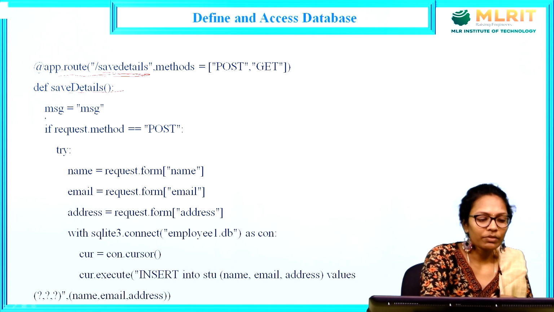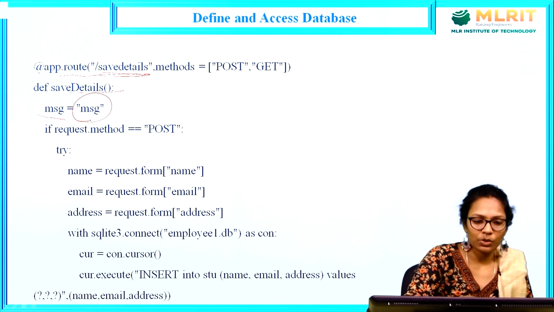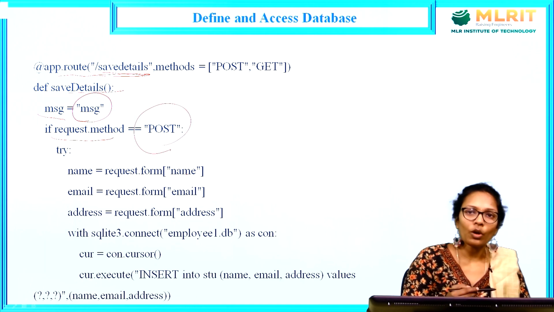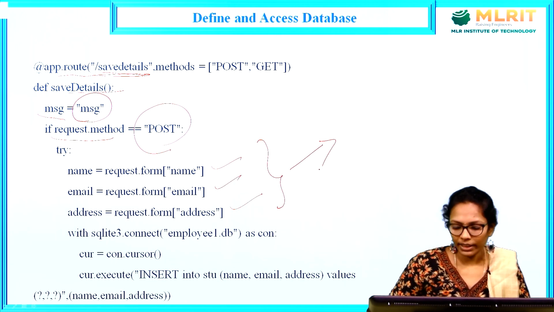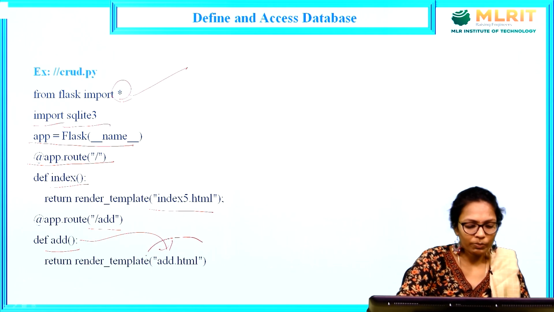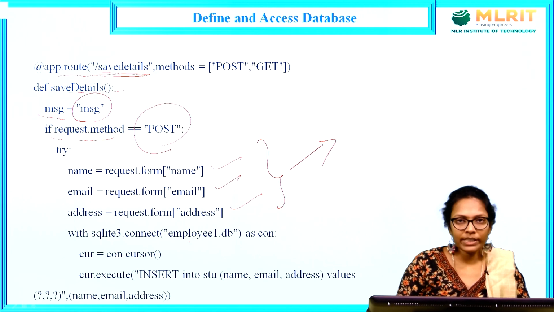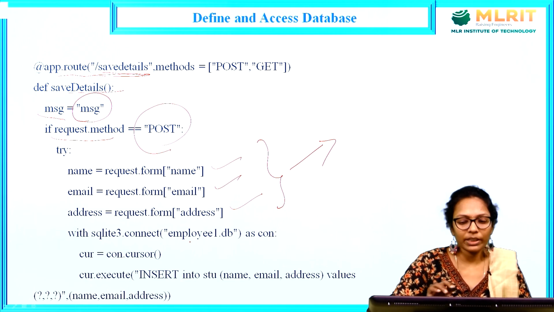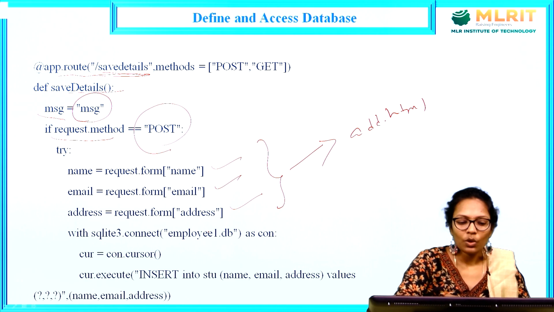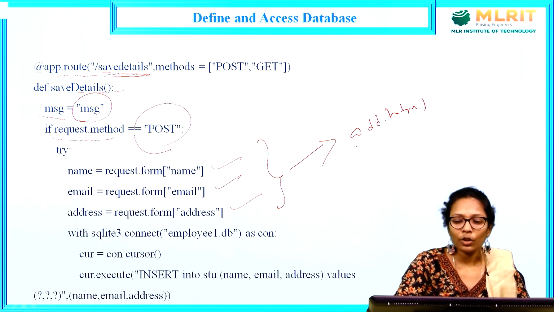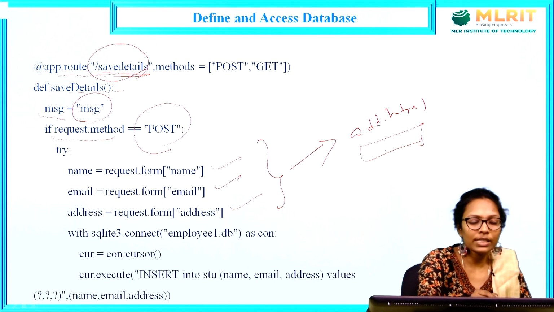In save details, the message is initially just message. I am checking if the request method is POST, then retrieve all these details. What are the details? Name, email, address. These are the 3 details given by the HTML page, obviously the add HTML page. All these HTMLs I'll discuss later after completing this program. add.html will provide these details, and it will also contain a submit button. If you click on submit, it will go to the URL /save details.